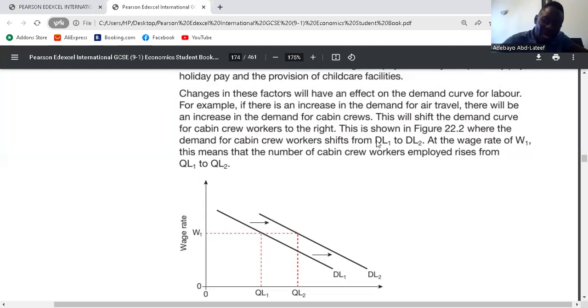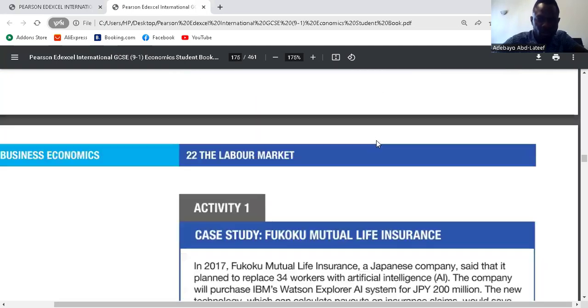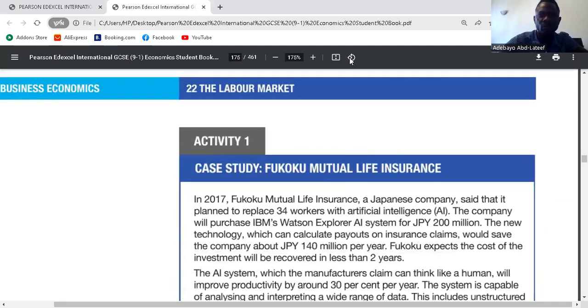Then the quantity of labor in the market will expand from QL1 to QL2. We're not talking about wage rate. Wage rate is constant. Is it clear? Any question about that?